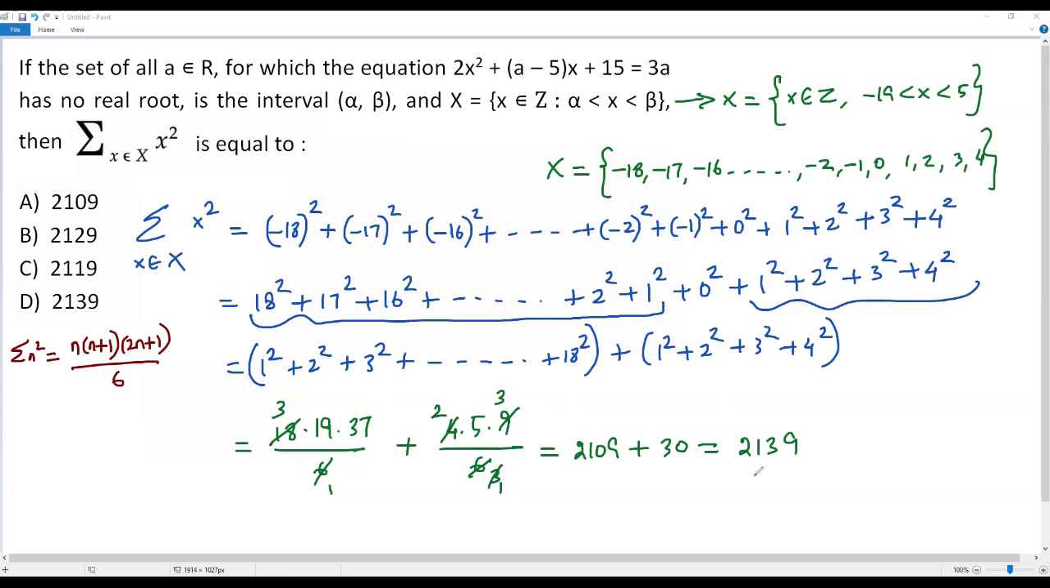Its evaluation is 2139. We find this 2139 in answer choice D. The correct answer choice for this question is D.